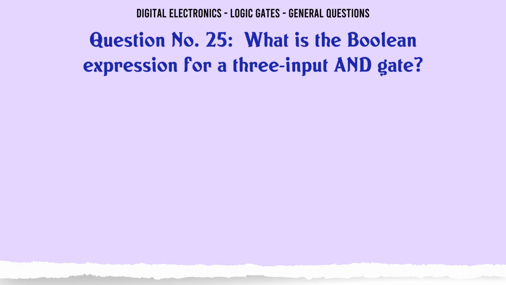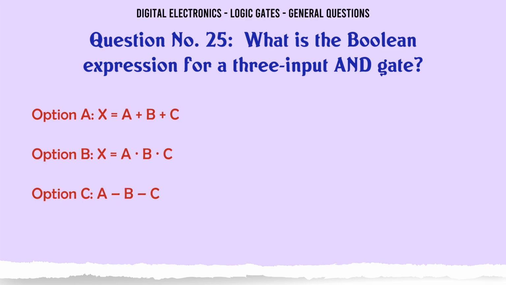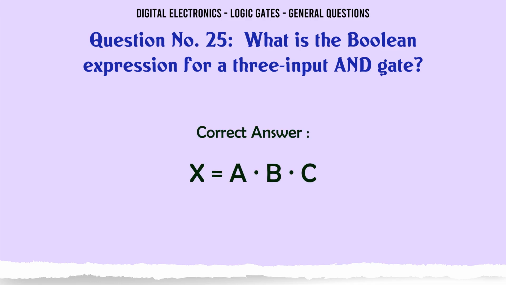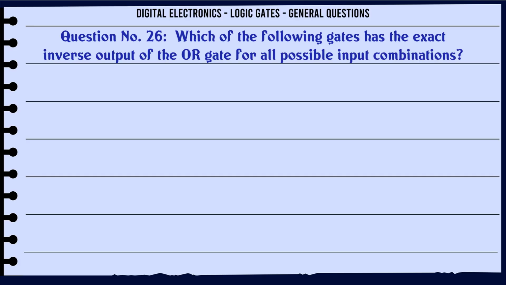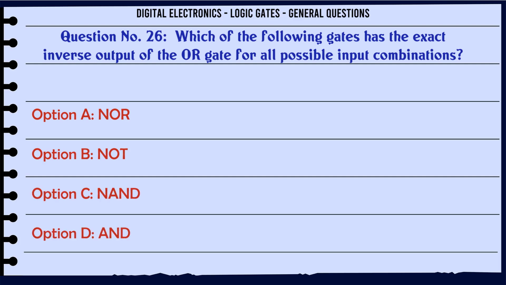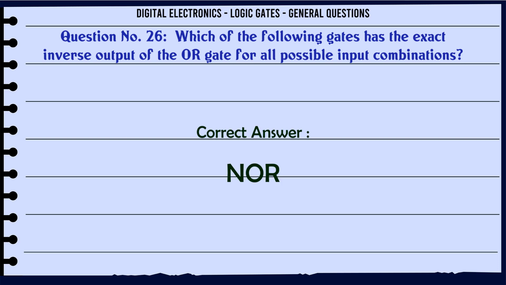What is the Boolean expression for a 3-input AND gate? A. X = A+B+C, B. X = ABC, C. X = A+B+C, D. X = ABC. The correct answer is X = ABC. Which of the following gates has the exact inverse output of the OR gate for all possible input combinations? A. NOR, B. NOT, C. None, D. AND. The correct answer is NOR.